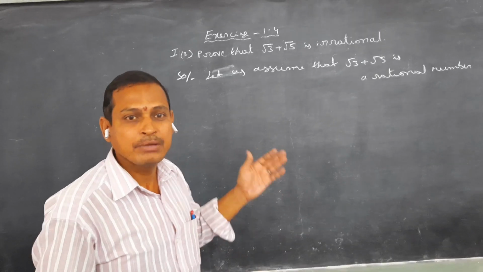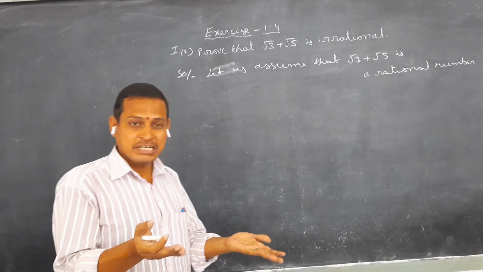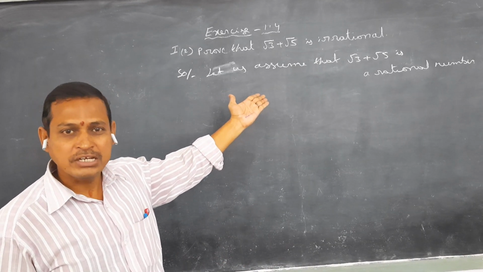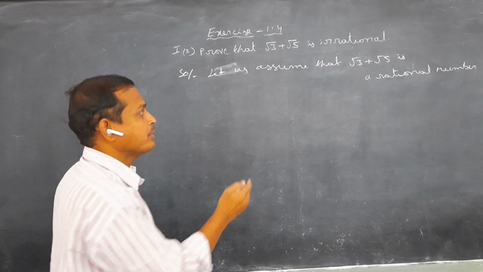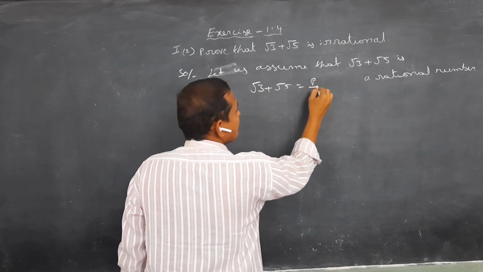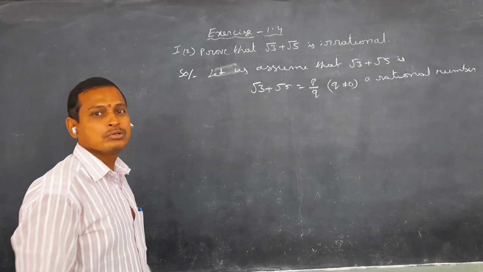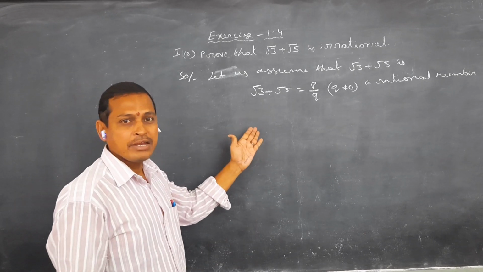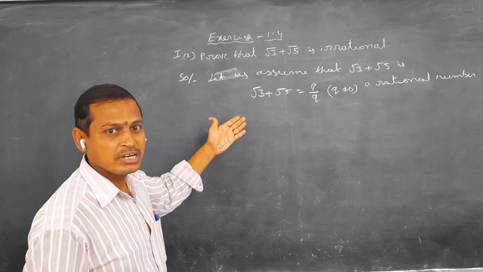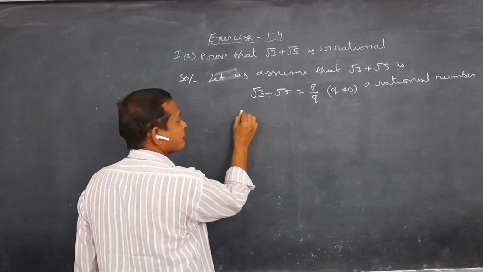And what about the rational number? Now, a number can be expressed in p by q form. So the given value root 3 plus root 5 is equal to p by q, where q is not equal to 0. So next, can you guess, children? We have to do it in the next step: squaring on both sides.